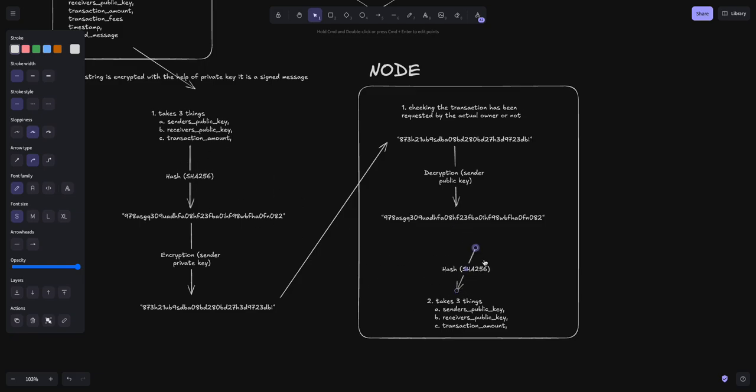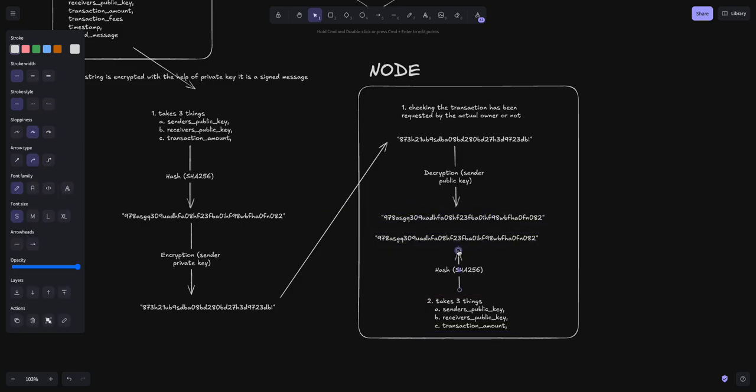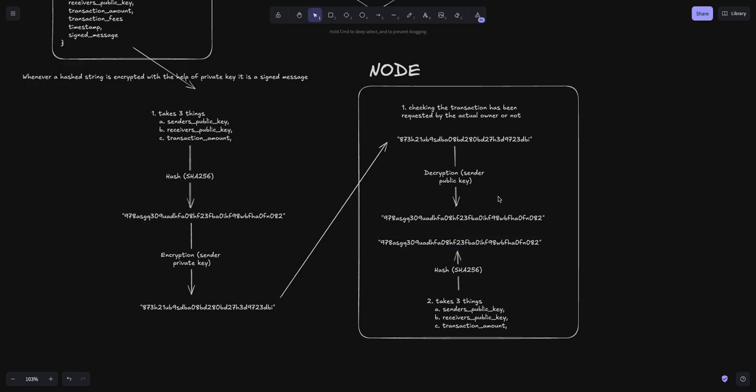It will create a hash out of it, and this hash will be created from this particular data. Let me select it. If all three data here and all three data here are exactly the same, then the hash that will be created will be exactly the same. This is what we talked about. This is a property of hashing.